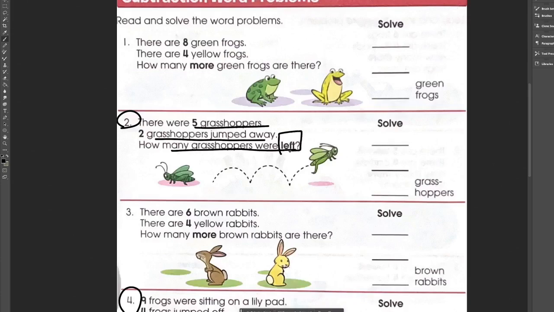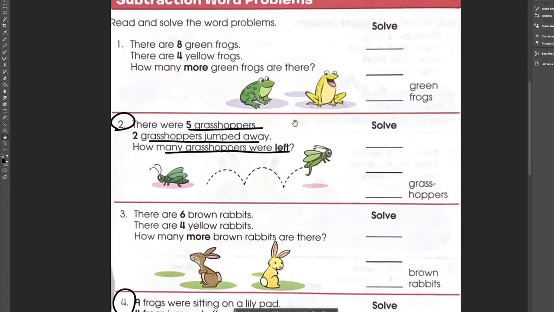Now this is a word that we can more commonly associate with a subtraction word problem. Left means that we have to count how many grasshoppers didn't jump away. If there were 5 grasshoppers, that's the original amount, which we put on the top, and 2 grasshoppers jumped away, which we put on the bottom. We calculate this out. 5 minus 2, that is 3 grasshoppers that are left.